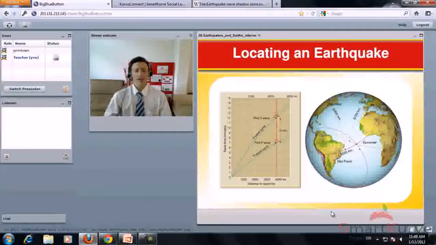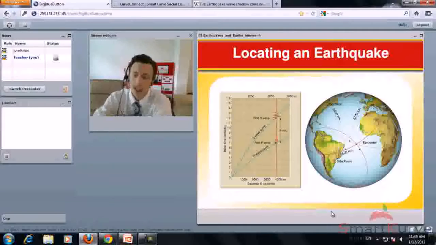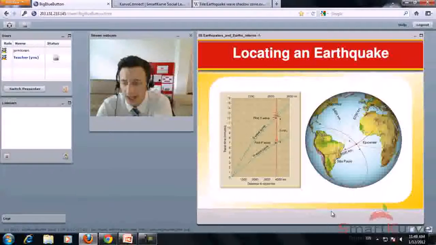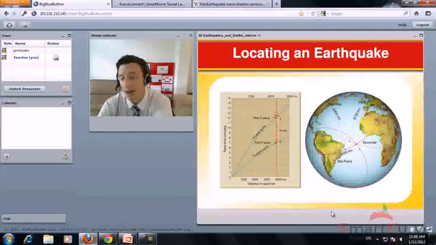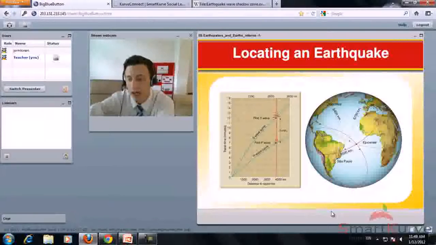And by doing this from several different stations, we can find the exact epicenter of the earthquake. You can see what they've done here in that globe on the right. They calculated the distance from Montreal, they calculated the distance from Paris, and then the distance from Sao Paulo. They found it was 8,400 kilometers from Montreal, so they drew that first thick red line.